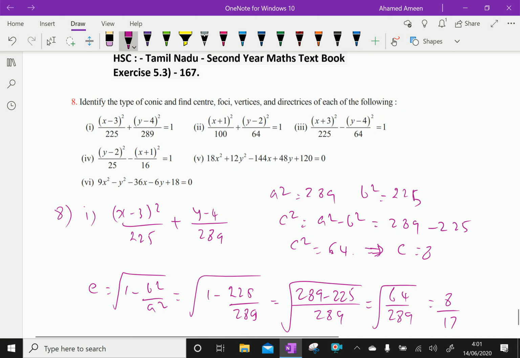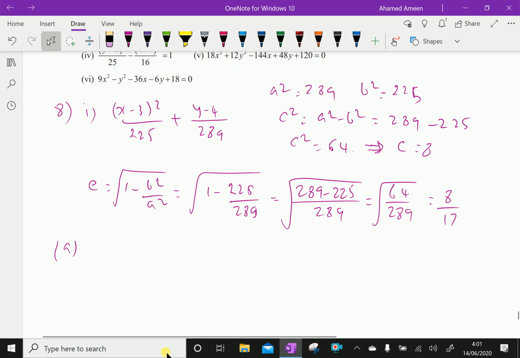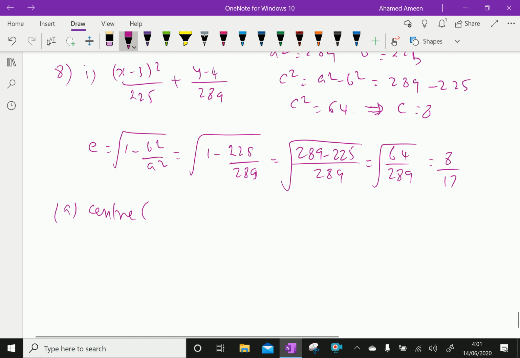First you have to find the type of the conic, which is hyperbola, and find the center. Here center is, because x minus 3 and y minus 4, so we write 3 and 4 as the center, which gives h equal to 3, k equal to 4.